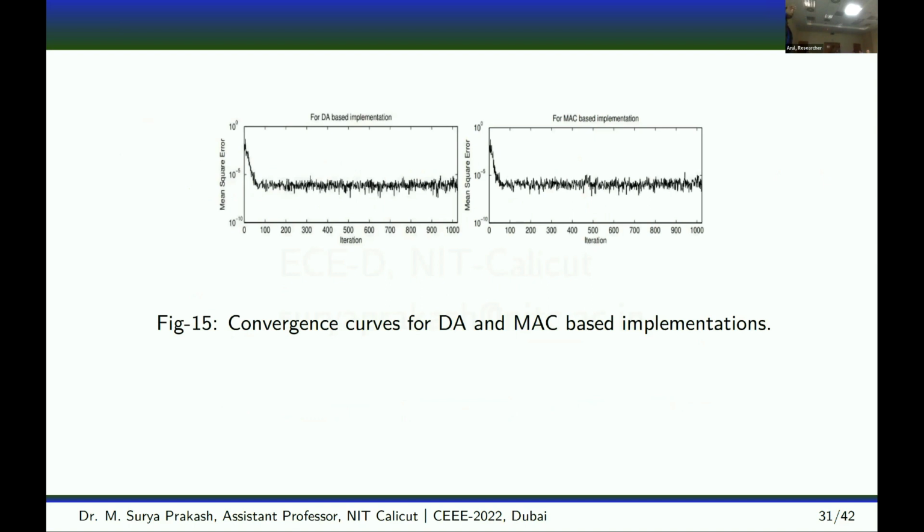So these are the convergence curves. The first one is that of the distributed arithmetic based implementation. And the second one is based on the traditional multiply-accumulate based implementation. Clearly, we can see there is not much difference in terms of convergence performance.